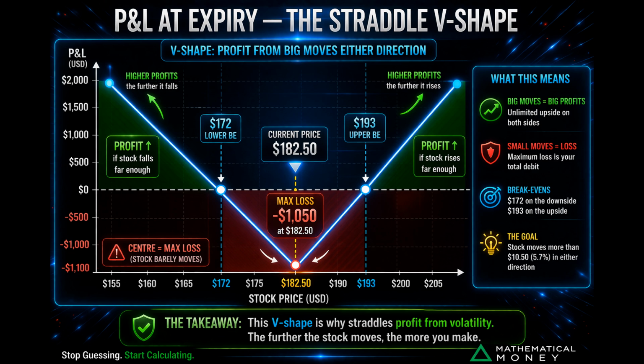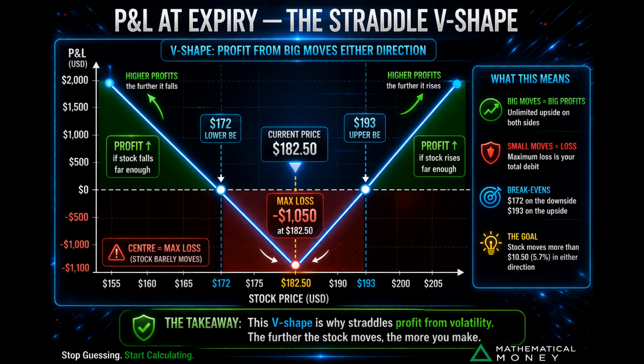Moving left below 182.50, the put gains value as Apple falls. At 172, you reach break-even. Below 172, the position is profitable, with profit increasing for every dollar Apple falls further. Moving right above 182.50, the call gains value as Apple rises. At 193, you reach break-even. Above 193, the position is profitable.